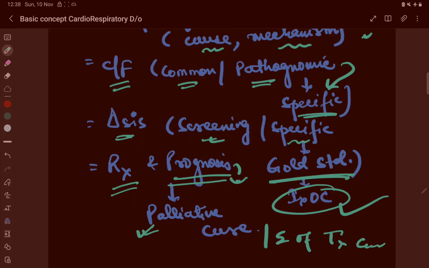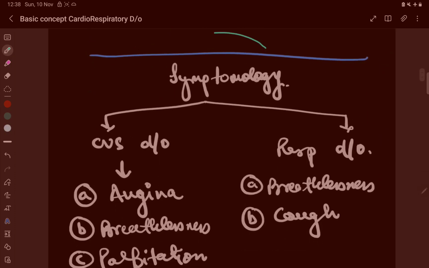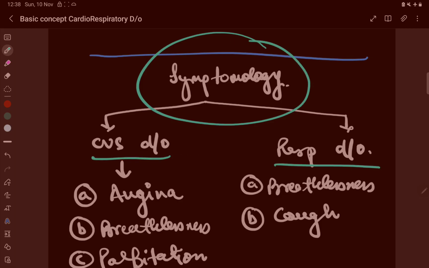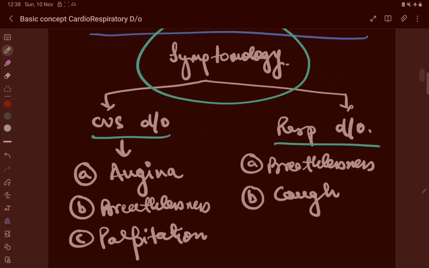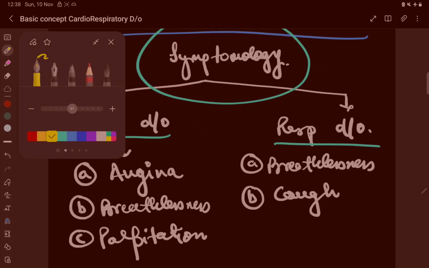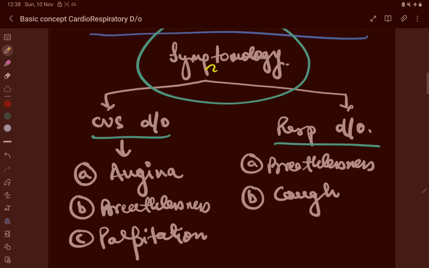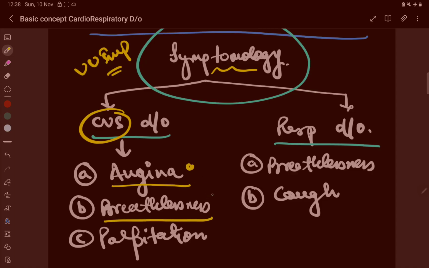Now about the symptomology. Symptomology is very vast, and in the cardiorespiratory disorders it's very specific. Here you have to understand it very well, it's very important. It's a VVIP topic in medicine. In cardiovascular disorders, we are going to get angina as a symptom, then breathlessness, and palpitation as symptoms. It's a very common and very important thing you should understand.